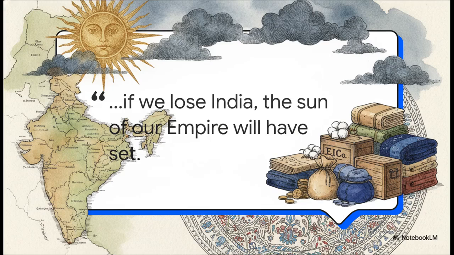Okay, let's kick things off with a quote. "India is the pivot of our empire. If the empire loses any other part of its dominion, we can survive, but if we lose India, the sun of our empire will have set." Just let those words sink in for a second. That was the Viceroy of British India speaking way back in 1894.